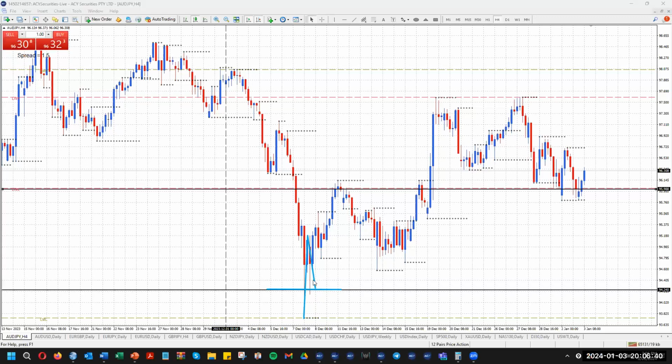Now, what occurs moving back up is the level of support that gets broken simply becomes new resistance. So this is the level from the day chart. Now, an entry point, I can quite clearly see an entry point here on the 4-hour chart.